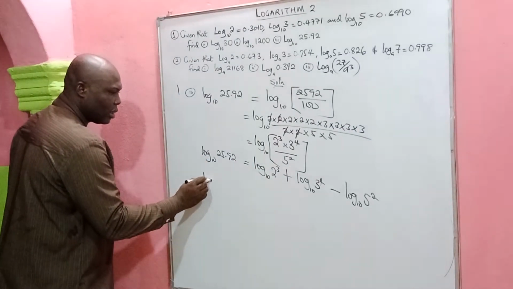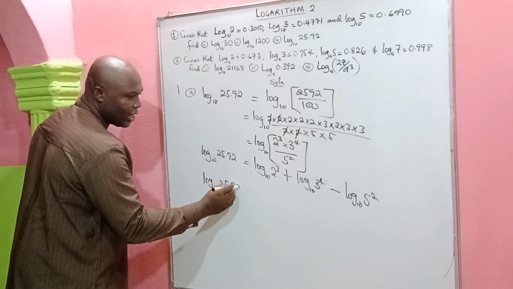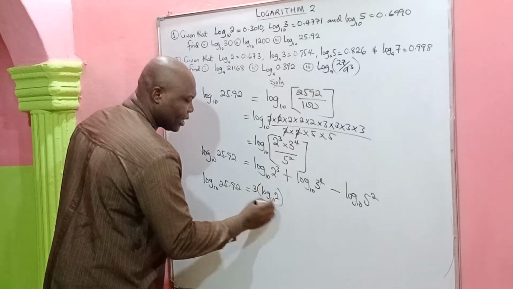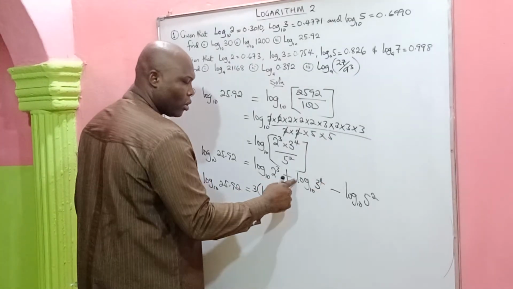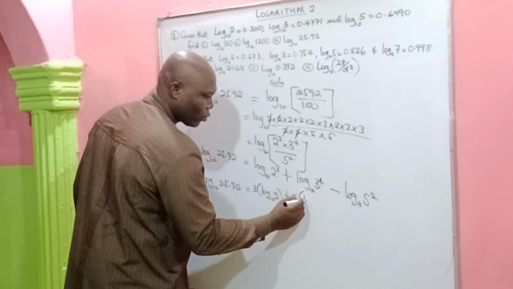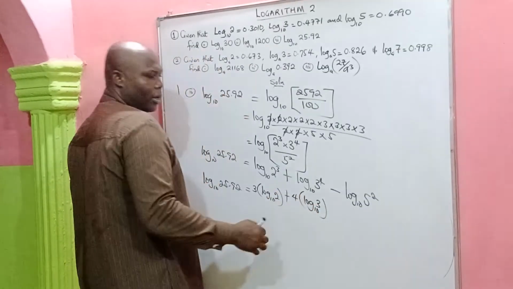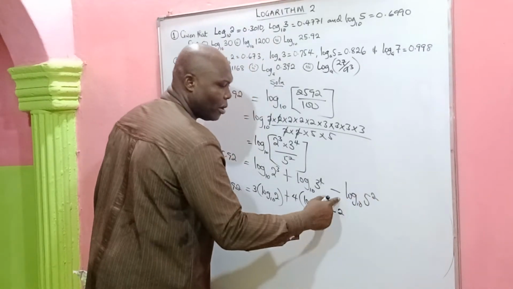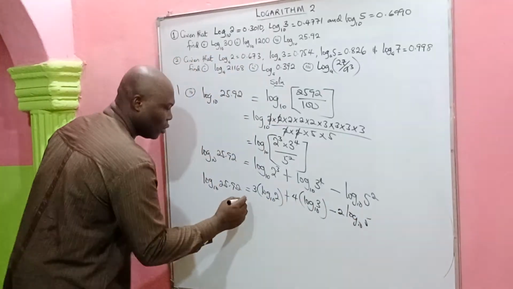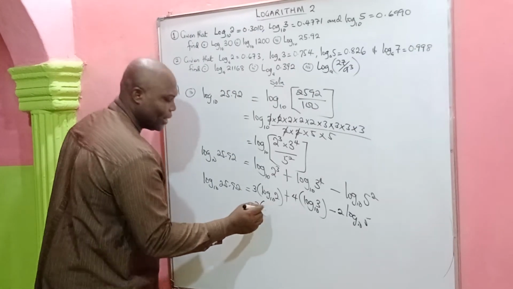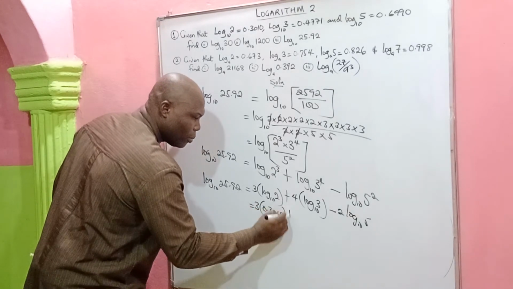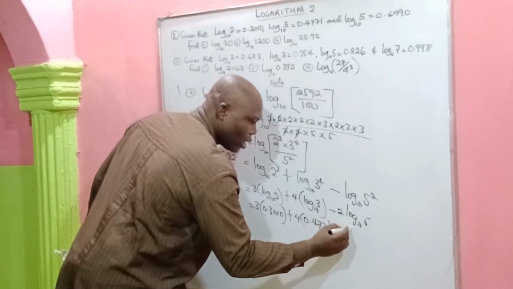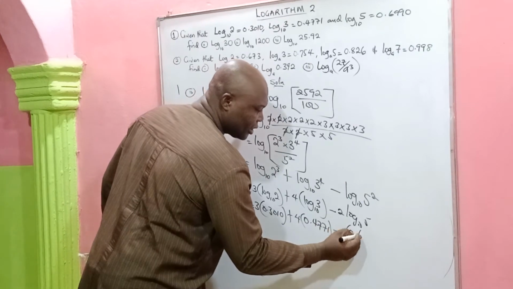So log to the base 10 of 25.92 will equal 3 log 2, the 3 comes forward, plus 4 log 3, the 4 comes forward, minus 2 log 5, the 2 comes forward. So we have 3 times log 2, which is given as 0.3010, plus 4 times log 3, which is given as 0.4771, minus 2 times log 5, which is given as 0.6990.